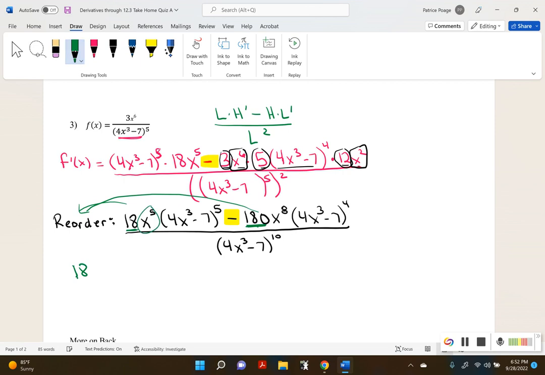Then I have these x terms. I've got 5 of them there and 8 of them over here. So the most I could pull out would be 5. And then I have the ugly term. I've got 5 on one side, 4 on the other, so I'm able to pull out 4 of them.